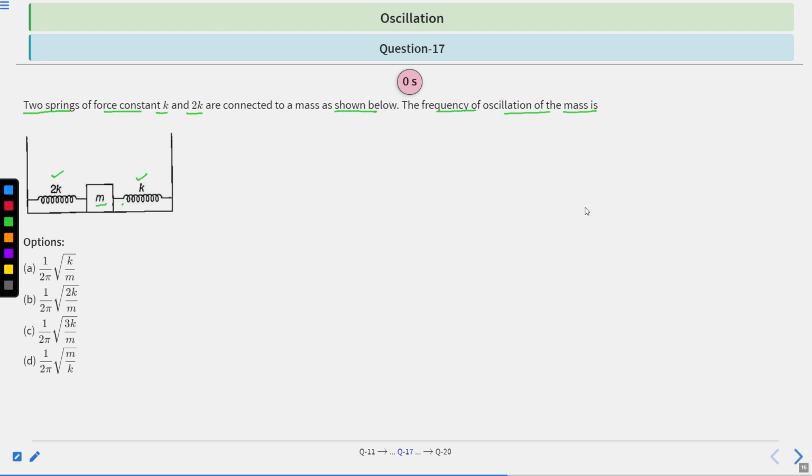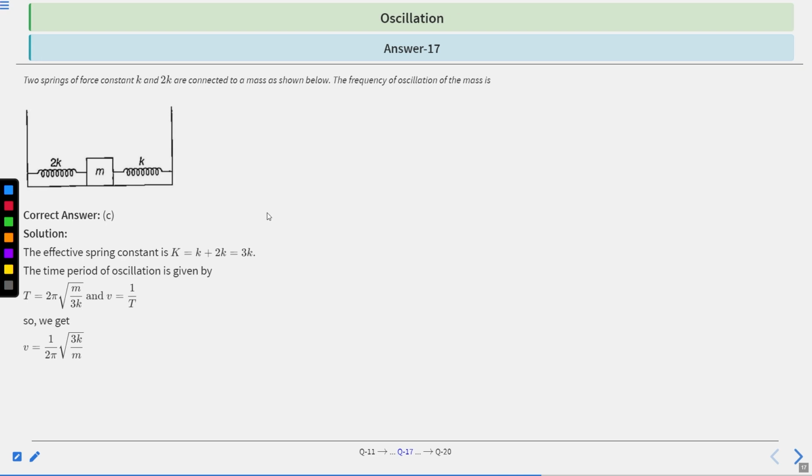Let's find the solution. According to the question, springs of force constant K and 2K are connected to a mass M. The effective spring constant is K plus 2K, which after adding both is equal to 3K. The time period of oscillation is given by T equal to 2 pi under root M by 3K.